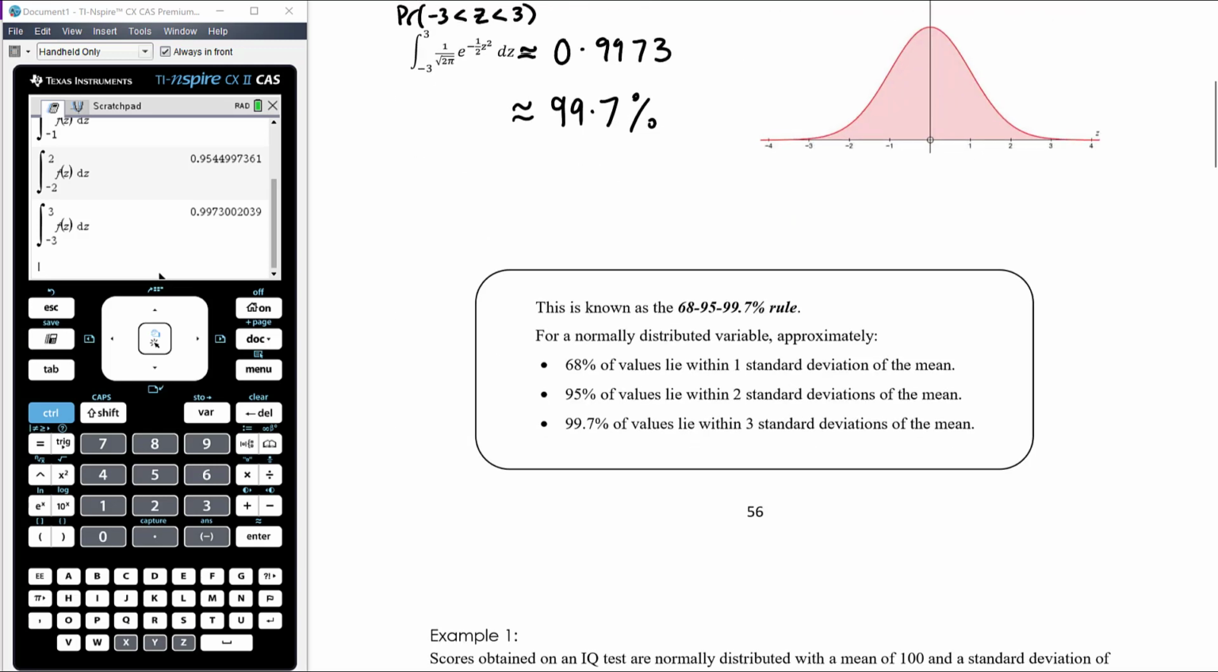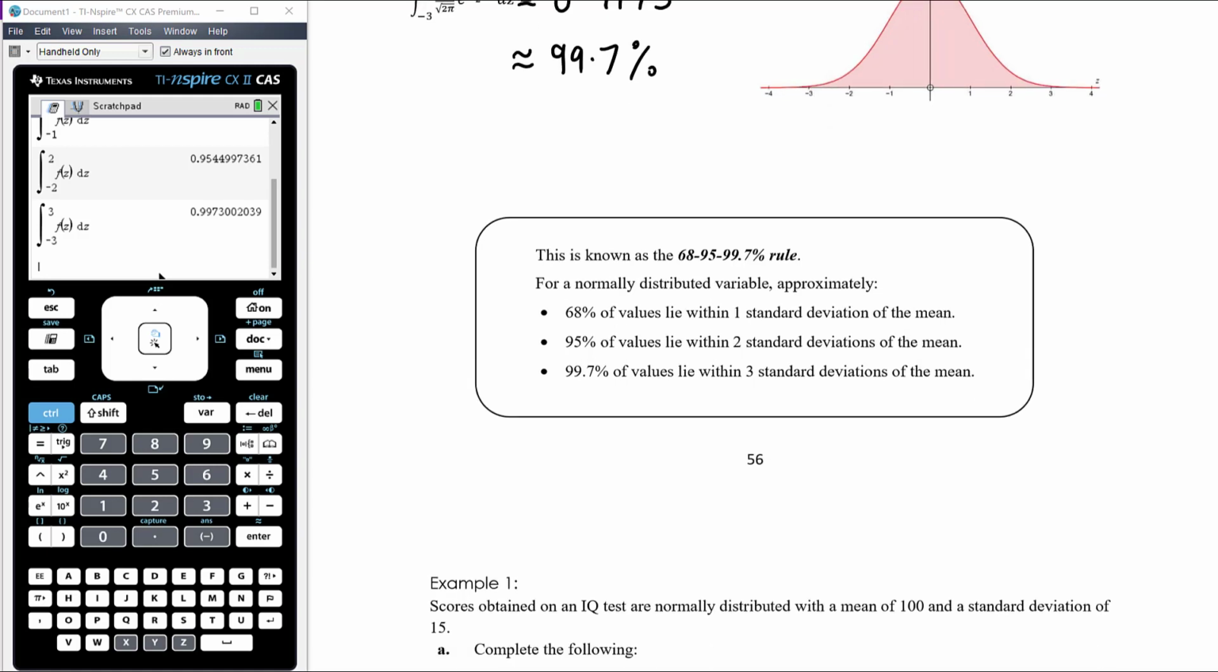Okay. This is known as the 68, 95, 99.7% rule. It's not the most catchy name, but it pretty much gives itself away in its title. It says that for any normally distributed variable, approximately 68% of values lie within 1 standard deviation of the mean, 95% of values within 2 standard deviations of the mean, and 99.7% of values within 3 standard deviations of the mean.